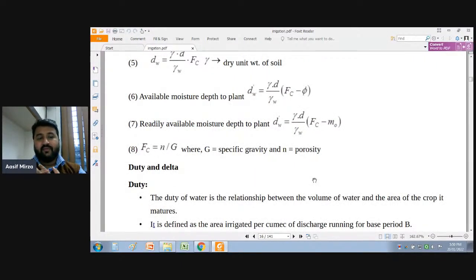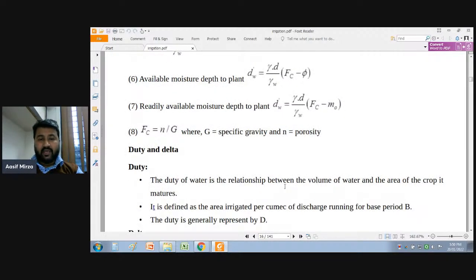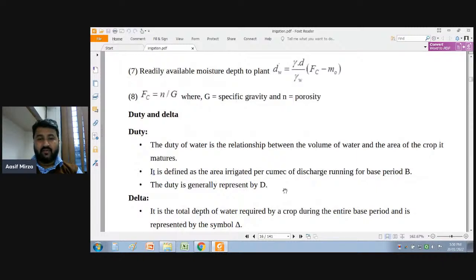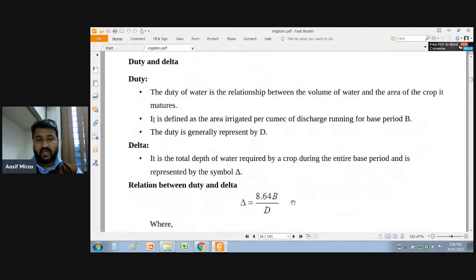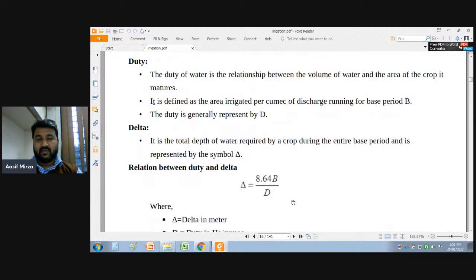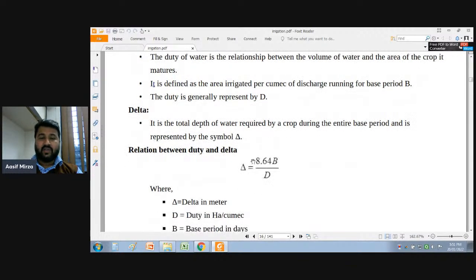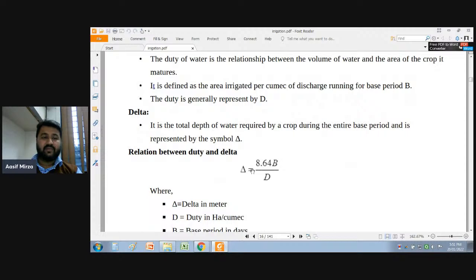Okay. Now we will discuss the duty and delta. The duty of water is the relationship between the volume of the water and the area of the crop it matures. It is defined as the area irrigated per cumec of discharge running for the base period B. The duty is generally represented by D. Delta is the total depth of water required by a crop during the entire base period and is represented by the symbol del. Now, the relation between the duty and delta: del is equal to 8.64 B divided by D. So this equation you have to remember. Okay, so what is the relation between the duty and the delta?